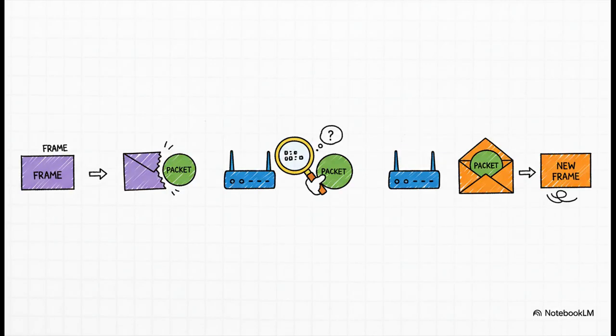Now this is where the real magic happens. The router gets the frame. It rips open that outer envelope to look inside at the packet's IP address. Then it checks its internal map of the internet and says, okay, to get to this final destination, the best next place to go is that router way over there. Then it wraps the packet in a brand new frame with a new MAC address for that next router and sends it on its way. This exact process happens again and again, from router to router, all across the internet.